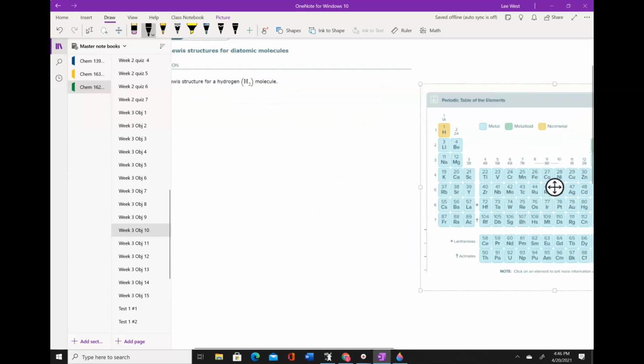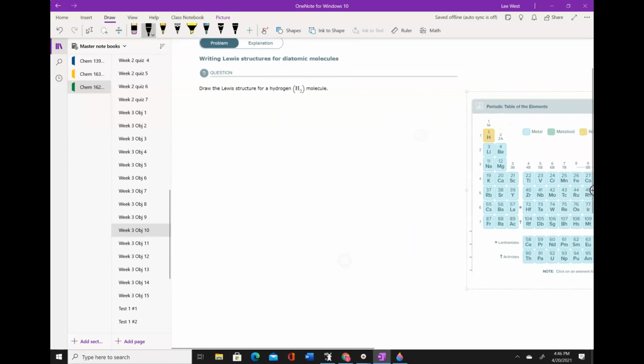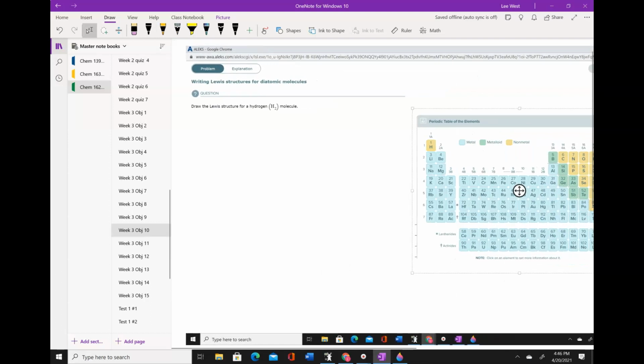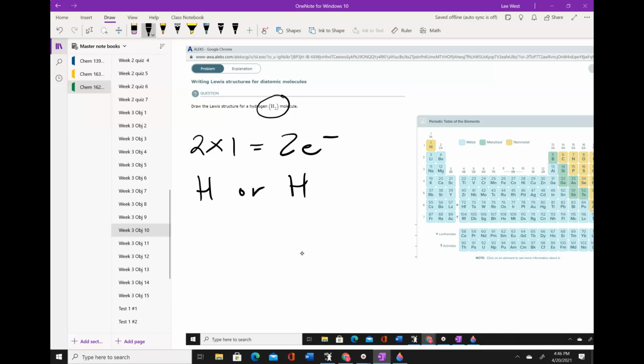Draw the Lewis structure for a hydrogen molecule. Well, I think we got lucky here because that's the simplest molecule that could ever be constructed. So it's a multi-step process for drawing a Lewis structure. The first one is count up your total number of valence electrons. Hydrogen's in group 1A, so it's 2 times 1. So that's 2 electrons to work with. My next step is to identify my central atom. So is it hydrogen or hydrogen? Well, I think it will be hydrogen.